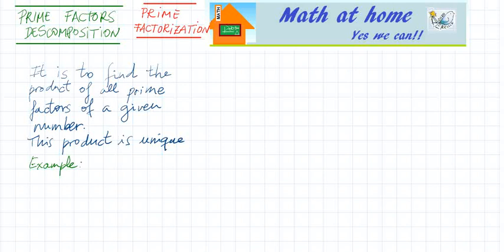Hi, good morning to this new lesson where we are going to learn what the prime factors decomposition, or prime factorization, is. Prime factorization or prime factors decomposition is to find the product of all prime factors of a given number. This product is always unique. We are going to see an example.